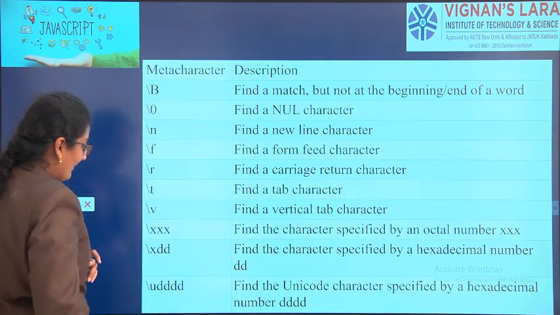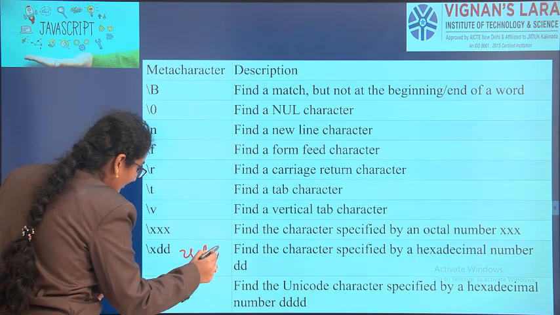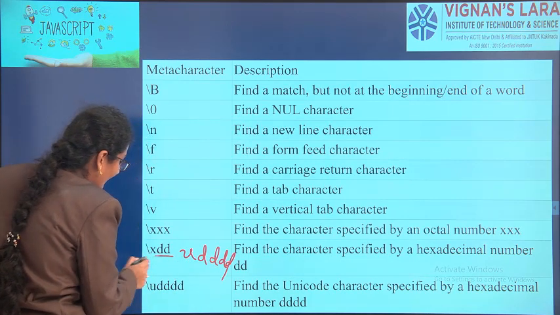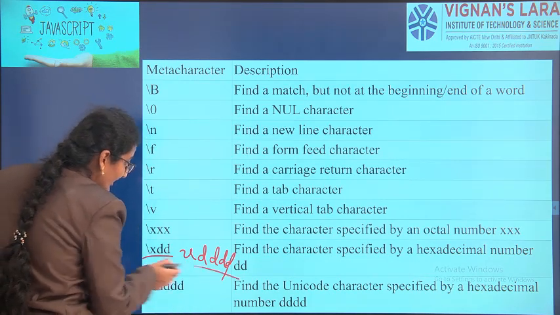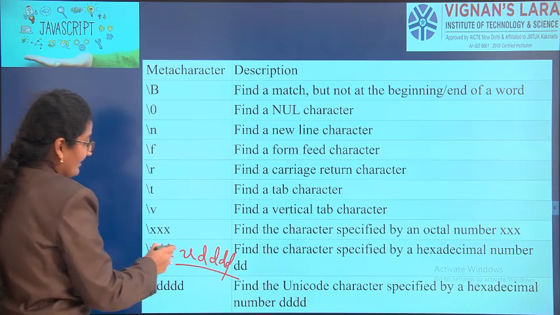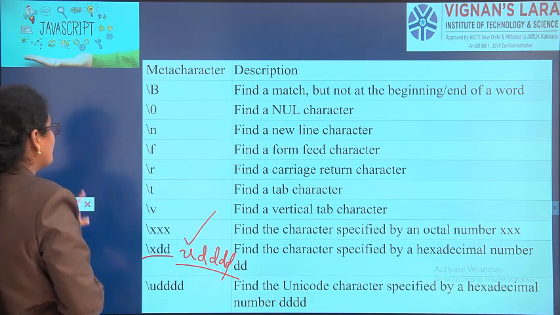So what is the last command? UDDDD. Normally XDD means hexadecimal. UDDDD means you have to find the unicode for hexadecimal number.